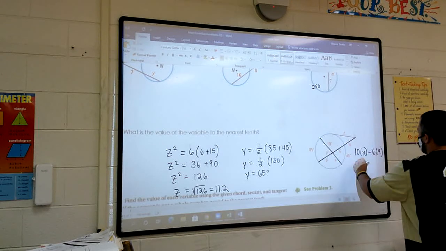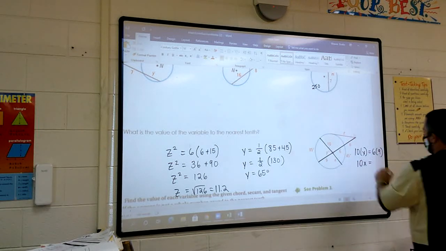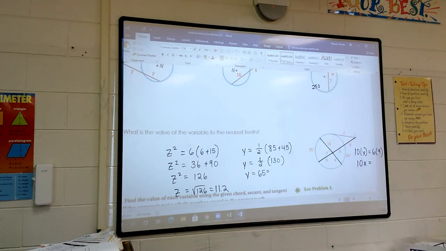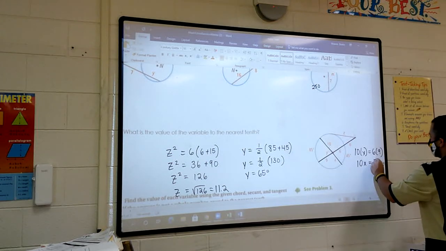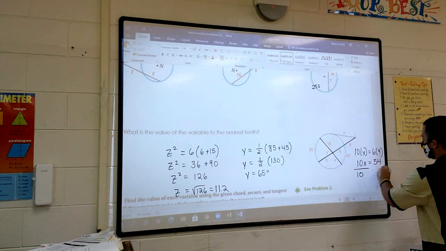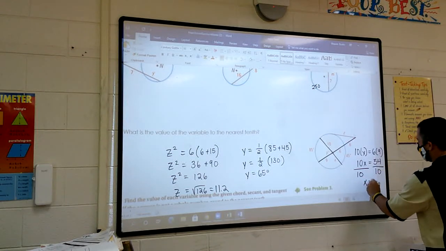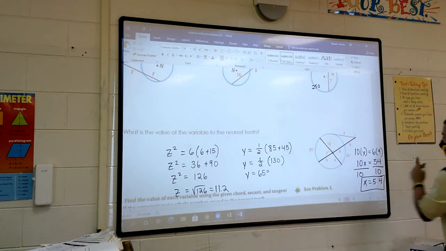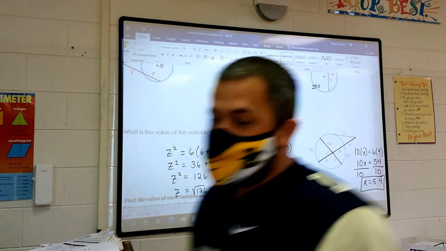So 10x is what we have on one side. And on the other side, we have 6 times 9. That is 54. So 10x equals 54. We just divide by 10. So we get that x is 5.4. So now, we use 3 different formulas to get x, y, and z.